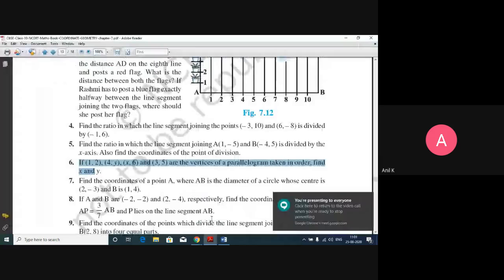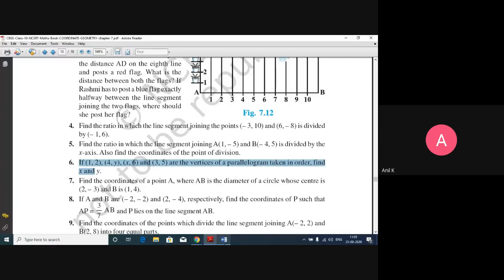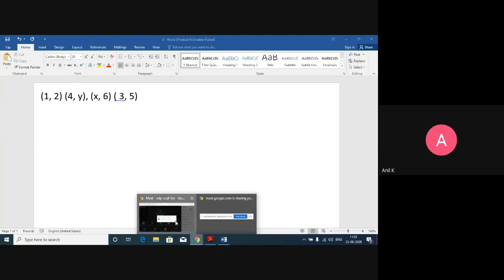The points are (1, 2), (4, y), (x, 6), (3, 5). So these are the four points they have given us, and they ask you to find the values of x and y. And one more condition is given: they form a parallelogram.